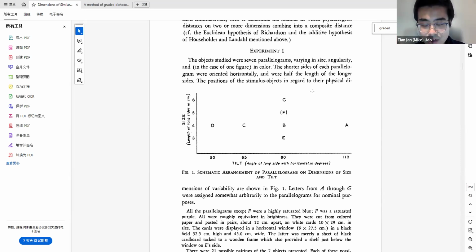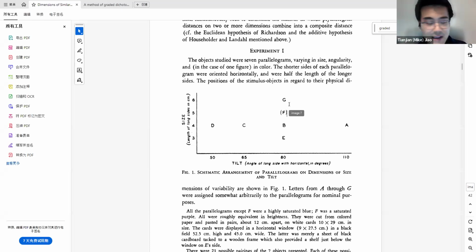There are 7 parallelograms that have been shown, each with different properties. We see that on the y-axis here, we have different size. On the x-axis here, we have different tilt. Tilt simply means the angle between the long side of this parallelogram and the short side, the angle in between. Now, there is one special thing about this setup, which is that one of the parallelograms has a different color from the rest. It's the F here, which is why you see this little bracket, right?